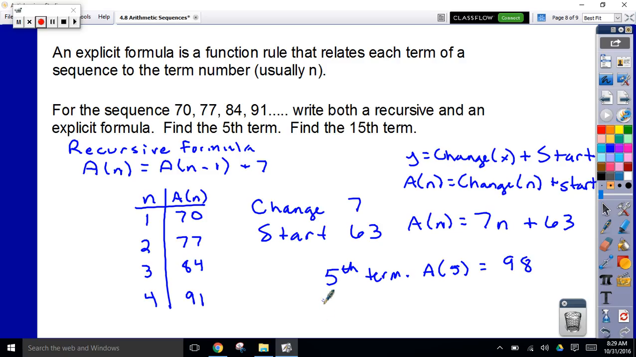To find the 15th term, we are not going to want to use the recursive formula because we'd have to just kind of make a list and add 7 every time, and we don't want to do that. So a of 15, we're going to use the explicit formula. So we're going to do 7 times 15 and then add 63. Someone want to do that and tell me what you got? 7 times 15 from this formula plus 63. What did you get? 175. Good, that's correct.